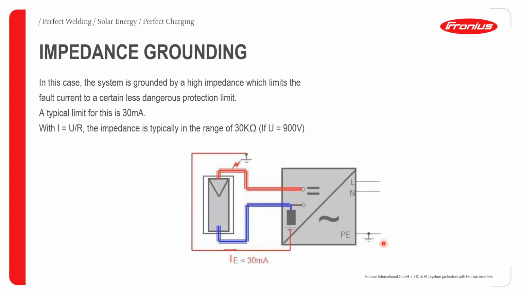If you consider current is equal to voltage over the resistance, then the impedance for this kind of ground impedance protection system would be about 30 kilo ohms, considering that you have an input voltage of up to 900 volts on the DC side. Below here, we can see how such a ground impedance protection system is applied. As mentioned here, because we are limiting the fault current to a maximum of 30 milliamps, this offers better protection against people or maybe even animals getting electric shocks from the electric equipment.